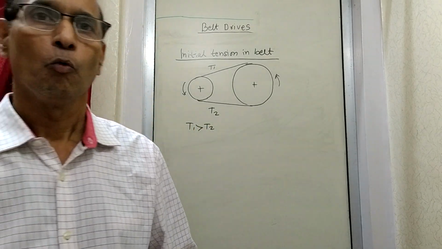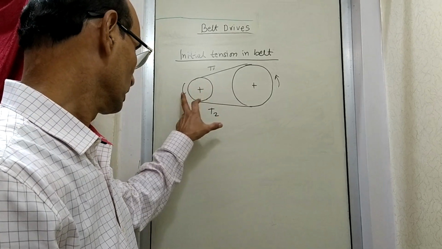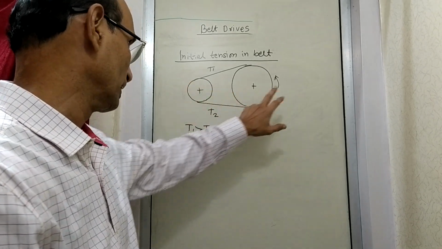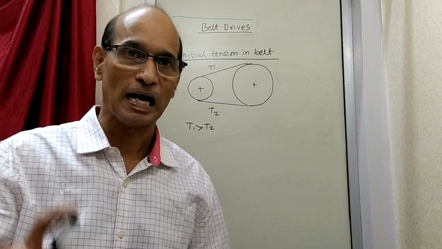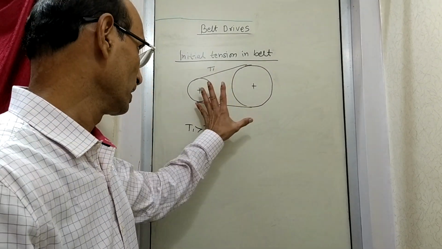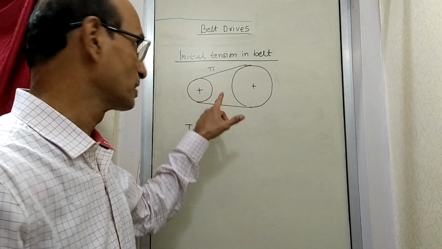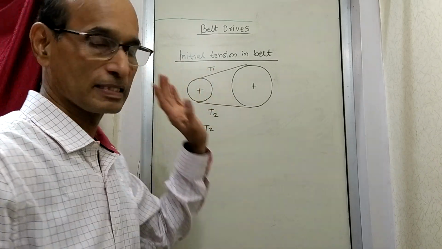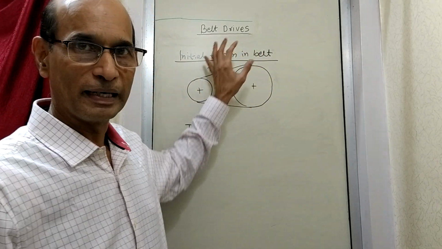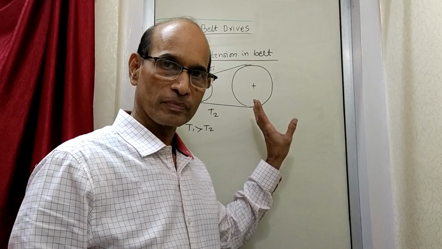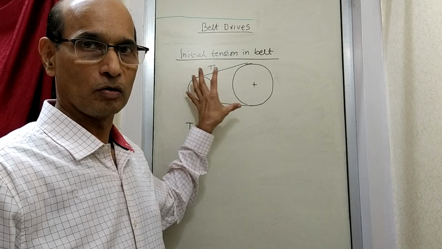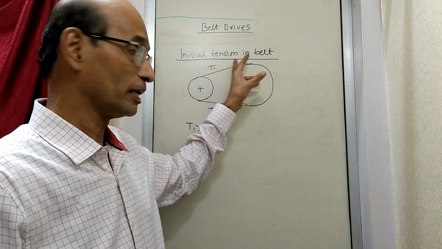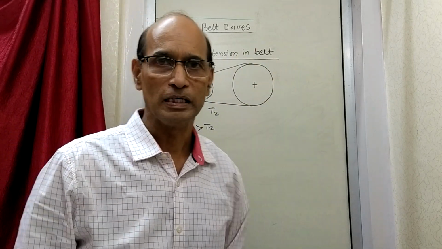This much we have seen. But what happens when the rotation doesn't start? That means at the start, suppose the drive is stationary, that means you have not started. It is in stationary condition. In the stationary condition, is there any tight side or slack side? What sides we say tight and slack, are they existing when the belt is not moving or when the pulley is not rotating? That is the question that is going to tell us something about the initial tension.